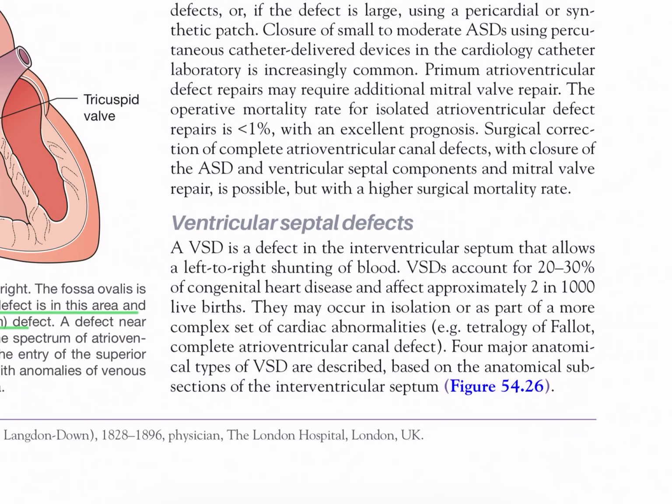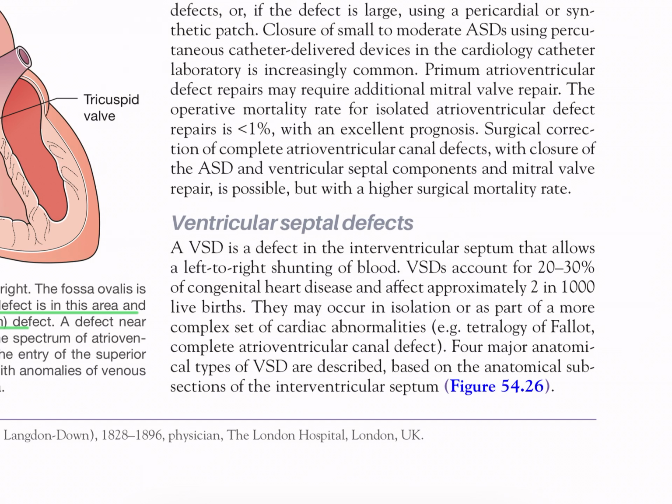Ventricular septal defects: a VSD is a defect in the interventricular septum that allows a left to right shunting of blood. VSDs account for 20 to 30% of congenital heart disease and affect approximately 2 in 1,000 live births. They may occur in isolation or as a part of a more complex set of cardiac abnormalities. Example: tetralogy of Fallot, complete atrioventricular canal defect.